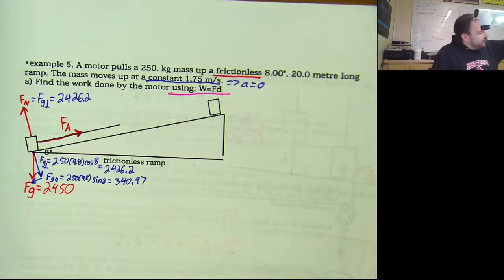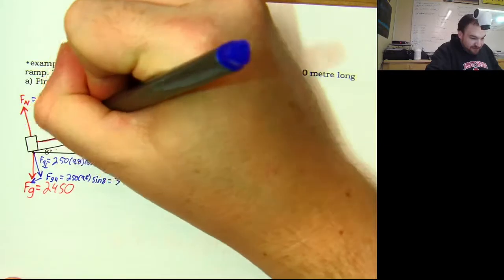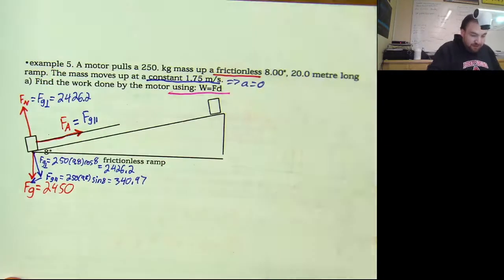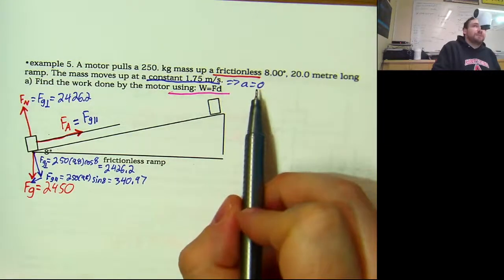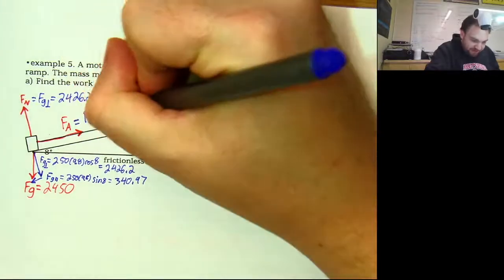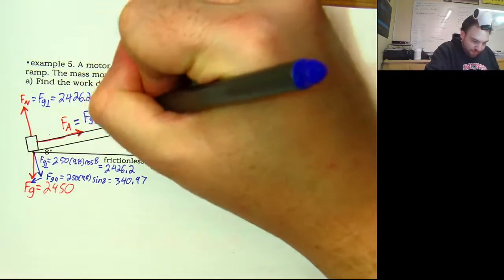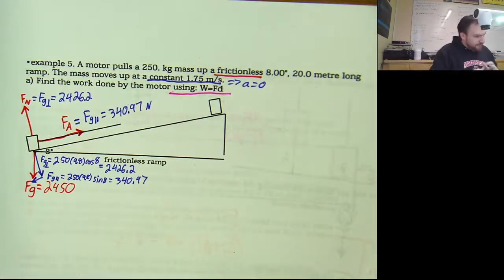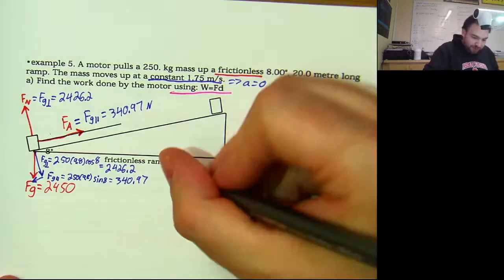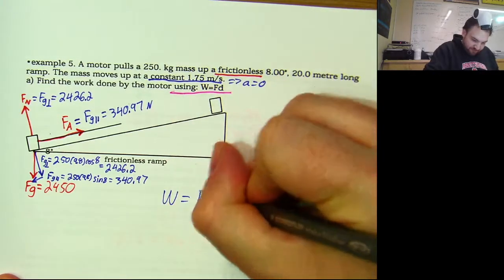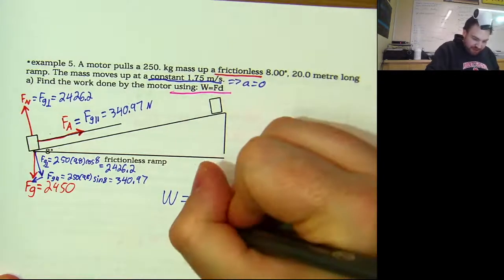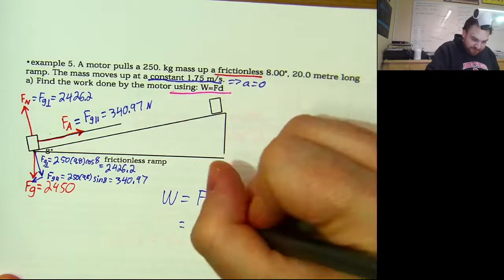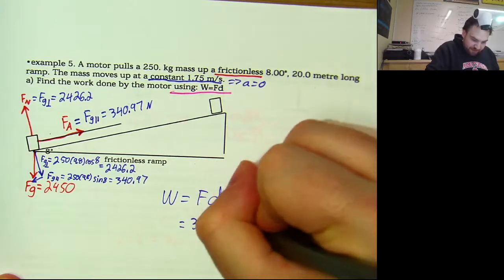Sorry, one sec. Go again, Abigail. This has to equal Fg parallel because my acceleration equals 0. So you've got a value for that. That's 340.97 newtons. So to find the work done, using work equals force times distance, work equals Fd. My force is 340.97.